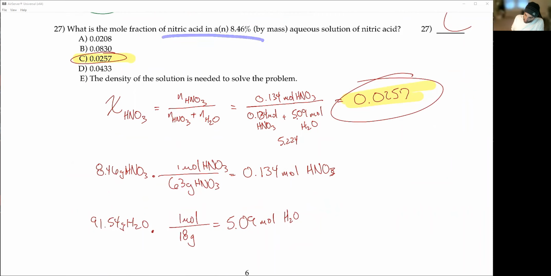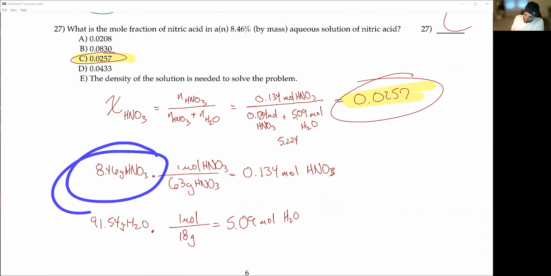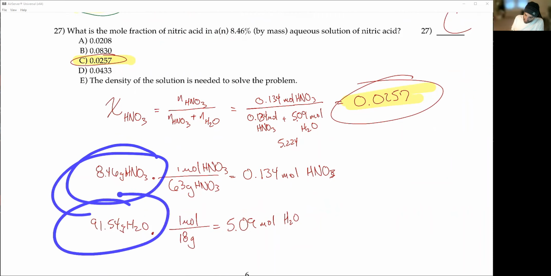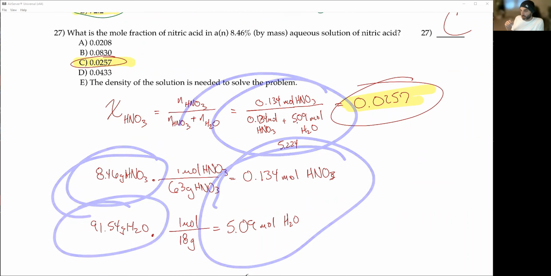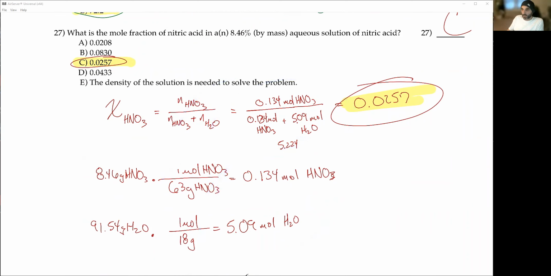And then finally, one more mole fraction. Nitric acid, 8.46% means I have 8.46 grams of HNO3 and 91.54 grams of water. Convert them both to moles, and then just plug them into the mole fraction equation, and you end up with your proper mole fraction value.